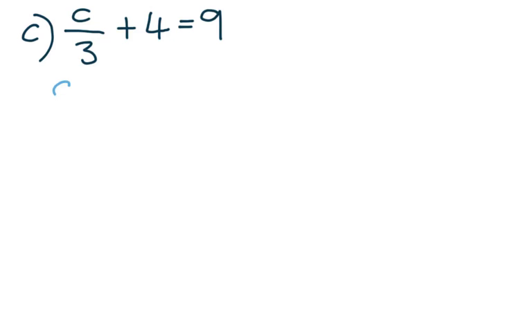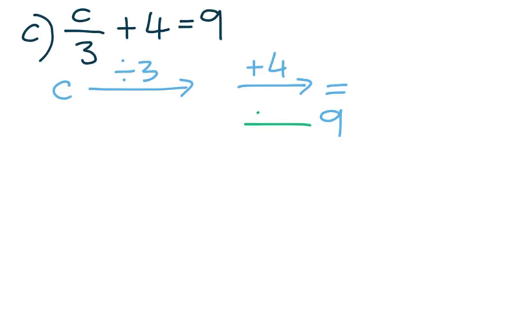So we started with C. The first thing I said was divided by 3. The next thing I said was plus 4, and we got an answer of 9. So now when I go backwards, we did plus 4, so to undo that, we have to take away 4. And 9 take away 4 is 5.